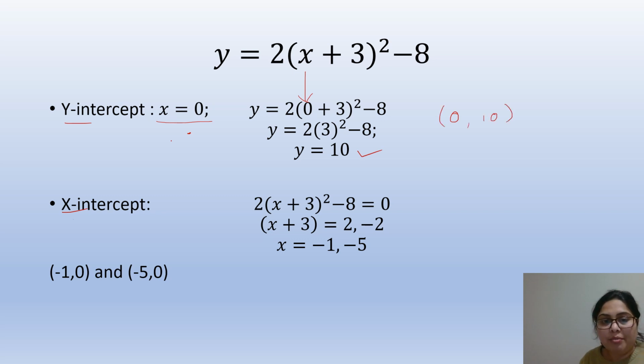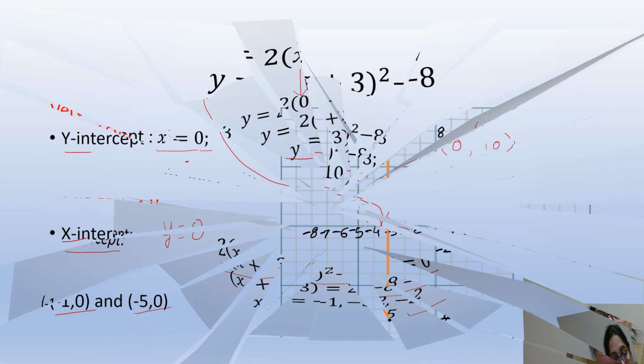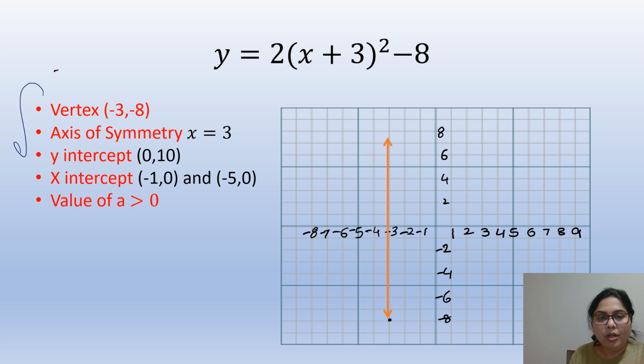For the x-intercept, we need to substitute y equals 0. That means y equals 0, which is going to give a quadratic equation. Solving this equation, you'll get two roots, -1 and -5. That means the parabola will intersect the x-axis at two points, and the points are given by (-1, 0) and (-5, 0). So with all these ingredients, we are ready to draw the parabola given by this quadratic equation.